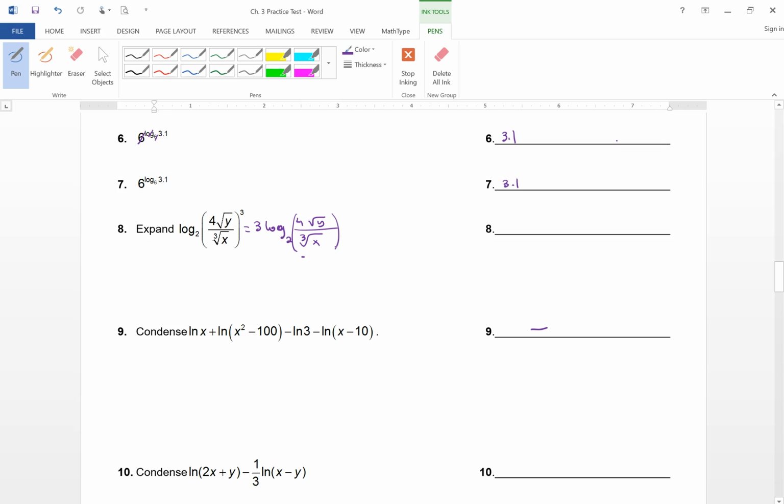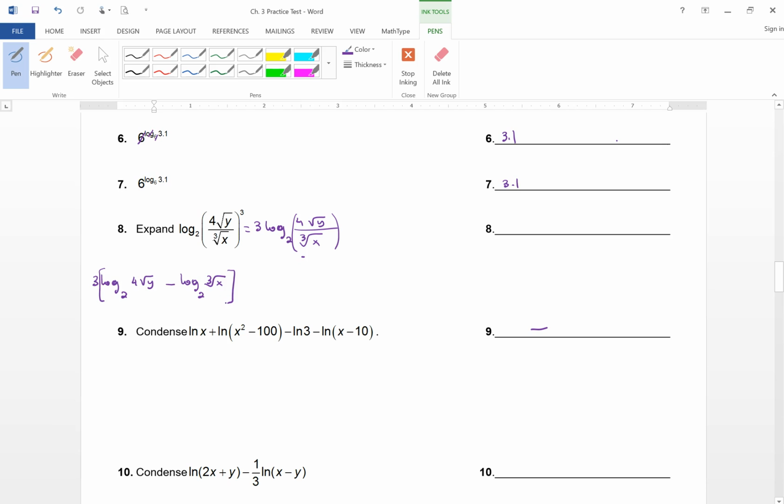And now we're going to expand the log. So it's 3 log base 2, 4 root y minus, I have a bracket here, minus log base 2 cube root of x.